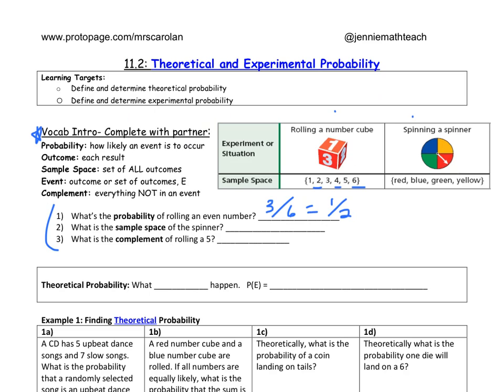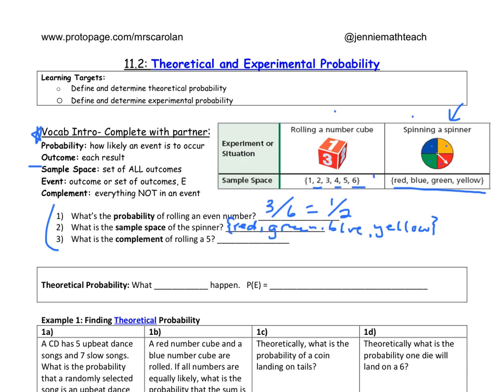The sample space of the spinner, if we look at the definition of sample space, it says the set of all outcomes. It means what could possibly happen if you spun the spinner. Well, there's 4 options here. The spinner could land on red, green, blue, or yellow. So listing out those words in the brackets, because we're writing a list, red, green, blue, and yellow, that's the sample space. The sample space for the number cube would be the numbers 1, 2, 3, 4, 5, 6, like you see right there.